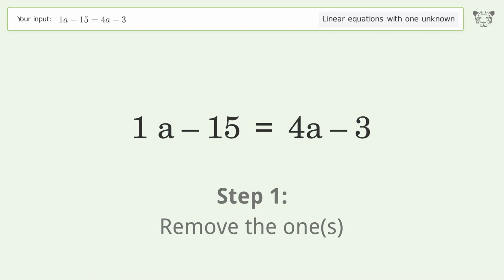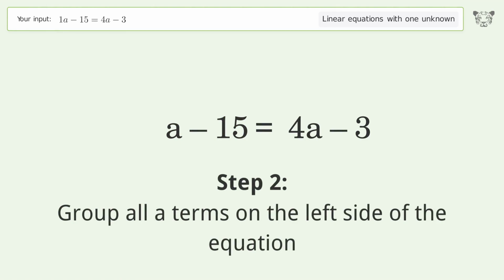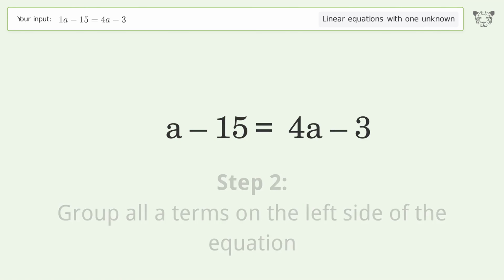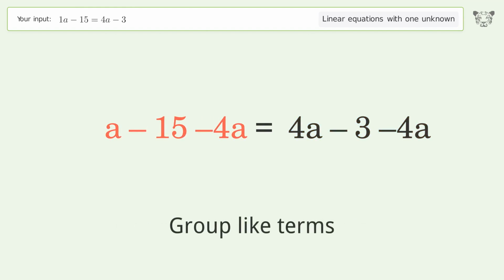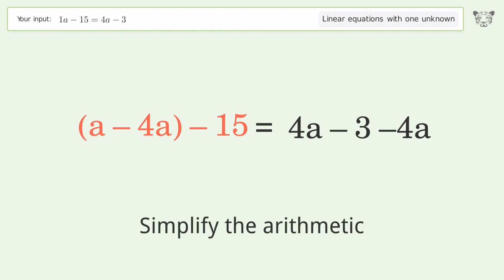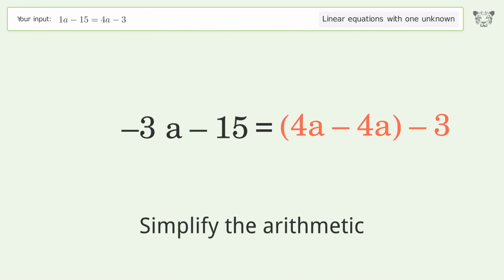Remove the ones. A variable's value does not change when it is multiplied by 1, so we can eliminate it. Group all a terms on the left side of the equation. Subtract 4a from both sides. Group like terms. Simplify the arithmetic. Group like terms. Simplify the arithmetic.